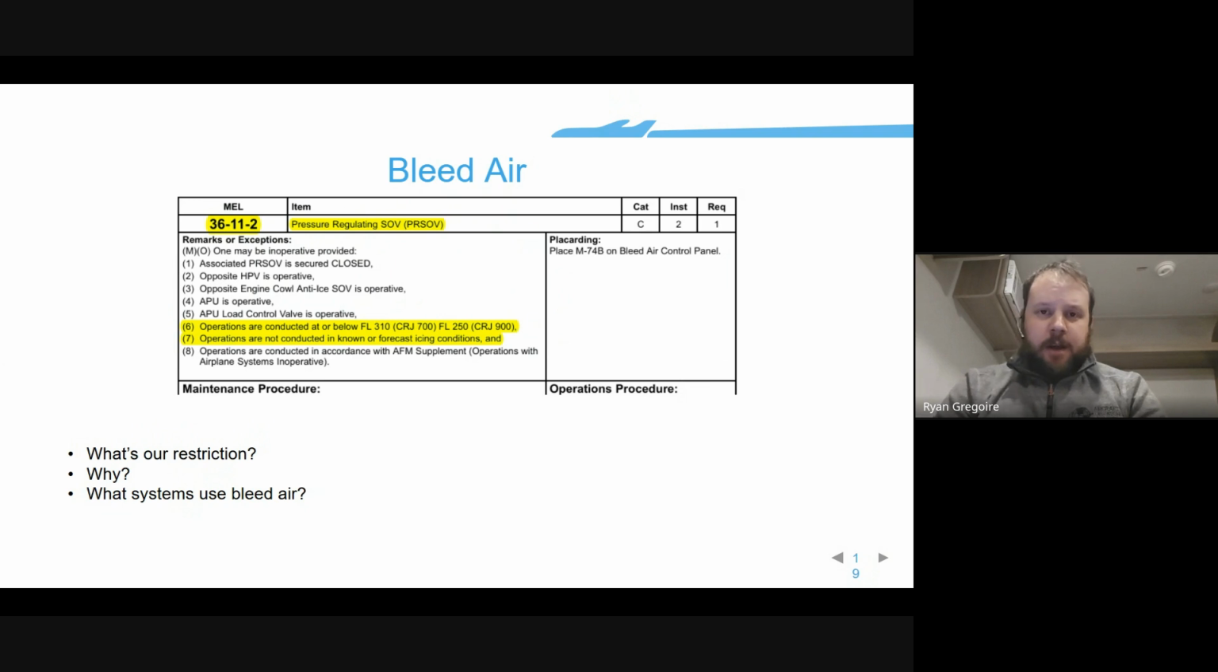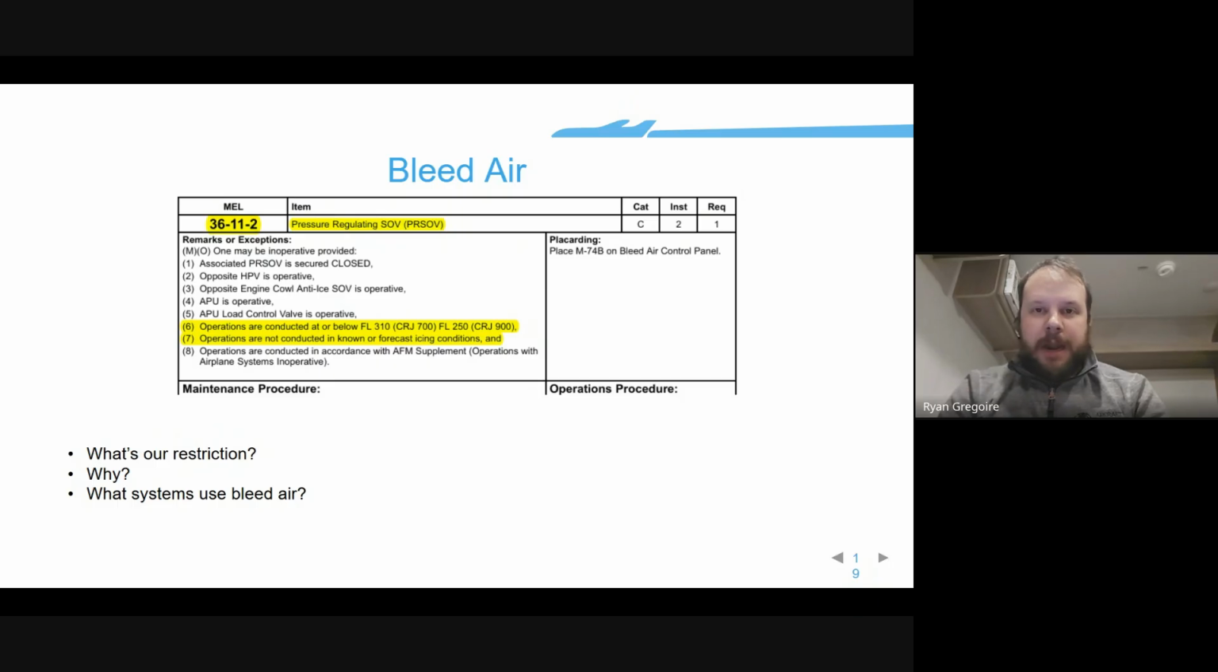So let's look at these other two restrictions. Well, let's start with that one. Why would the APU need to be operative? If we had an MEL on a bleed air system, why would the APU need to be operative?